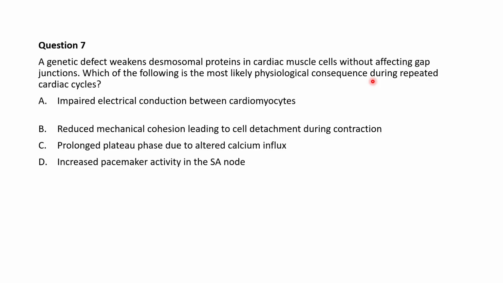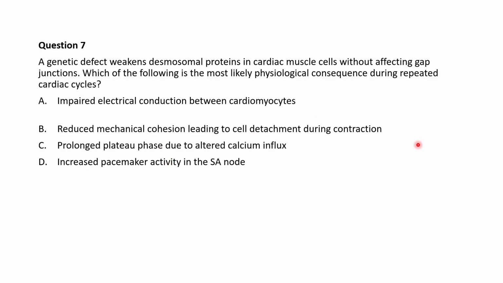So desmosomes, as you must remember clearly, are mechanical junctions. They are what hold cardiac muscle cells together. During the pretty intense mechanical stress of repeated contractions, desmosomal integrity is really important. So if it is compromised, then the cells can actually detach from one another, right? And so you have reduced mechanical cohesion due to cell detachment during contraction.